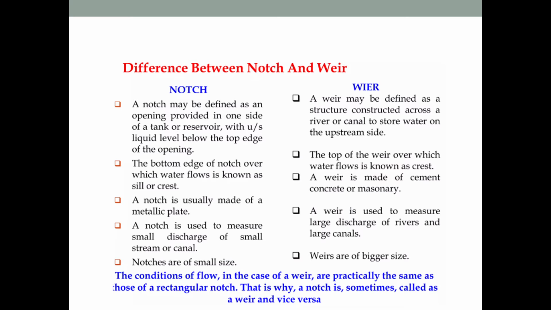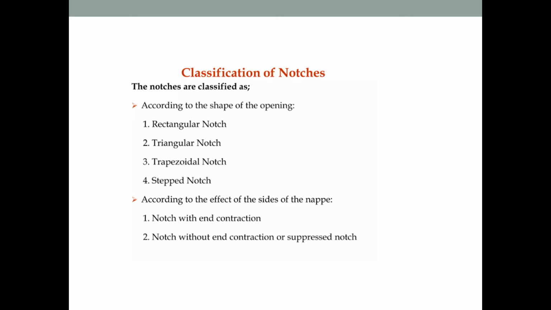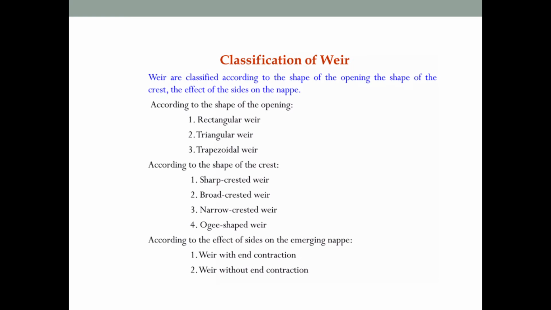How are notches classified? Notches are classified as rectangular, triangular or trapezoidal based on the shape. According to the effect of the sides of the nappe, there is a notch with end contraction, and sometimes a notch without end contraction, or suppressed notch. And how do we classify weirs? Weirs are classified based on the shape of the opening, the shape of the crest, and so on.